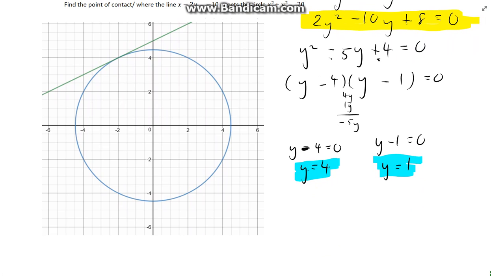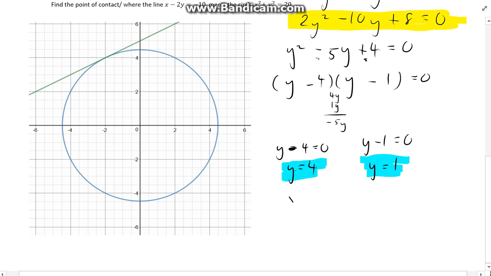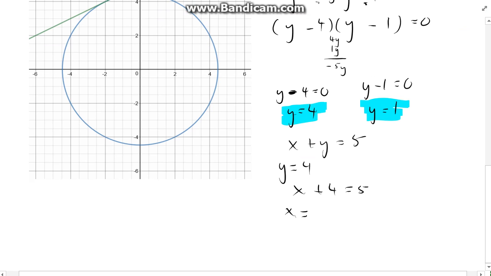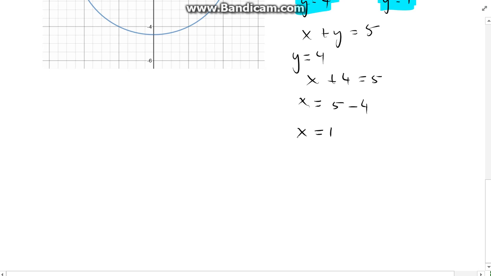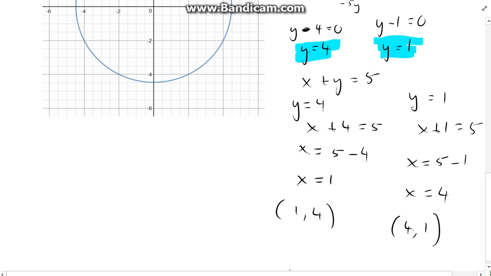So how we will find x is we sub our value back into the initial equation. Pick the linear one, it's much easier. x plus y equals 5. So when y equals 4, we're going to have x plus 4 equals 5, x equals 5 minus 4, so x is equal to 1. So that point is 1, 4. Then when y is equal to 1, we'll have x plus 1 equals 5, x is equal to 5 minus 1 this time, x is equal to 4, so we'll have 4, 1. So there are 2 points of intersection.